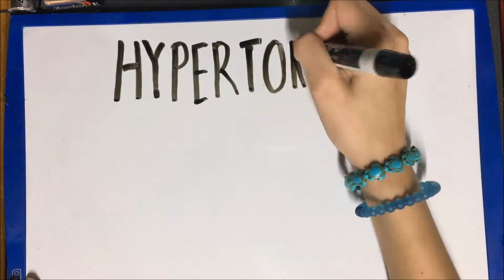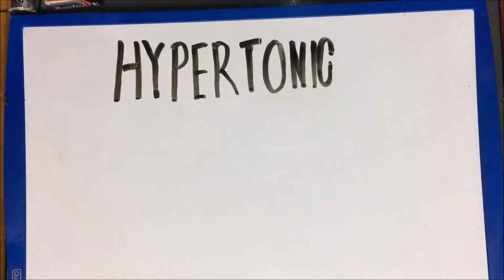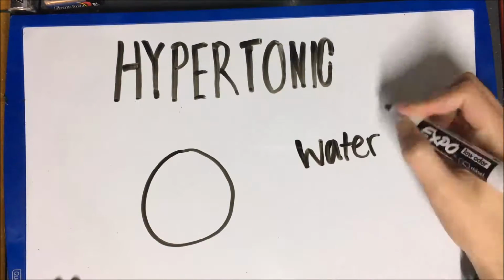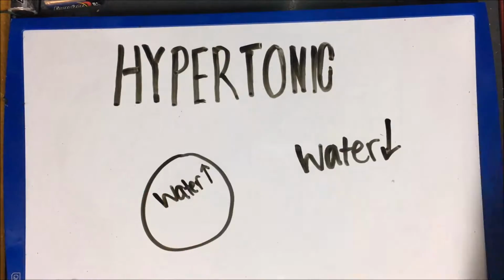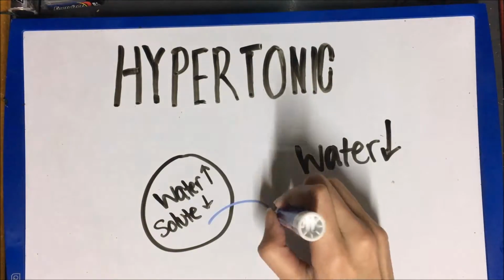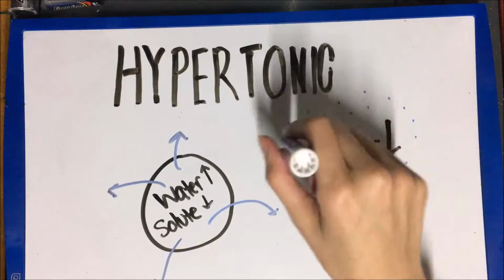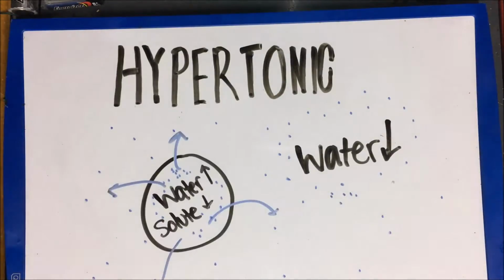When a cell is hypertonic, the amount of water in the cell is higher than the amount of solute. This causes diffusion to move the water from a high concentrated area to a low concentrated area. This will essentially dehydrate the cell and damage it.